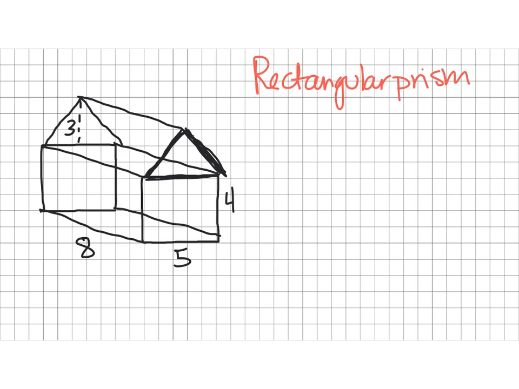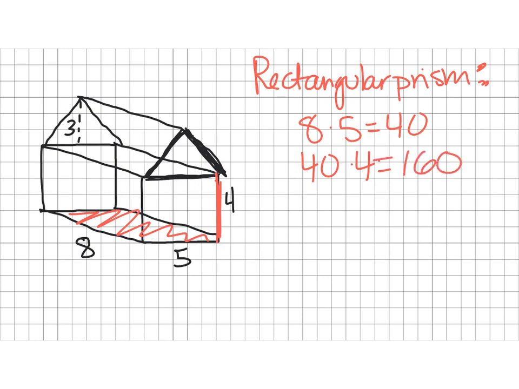So when I'm doing a compound figure, I like to label what I'm working on. So let's do the rectangular prism along the bottom first. And we know that that's going to need me to find the area of the base of 8 times 5 is 40. And then multiply that by my height of 4 to give me 160. Then let's switch and do the triangular prism roof.